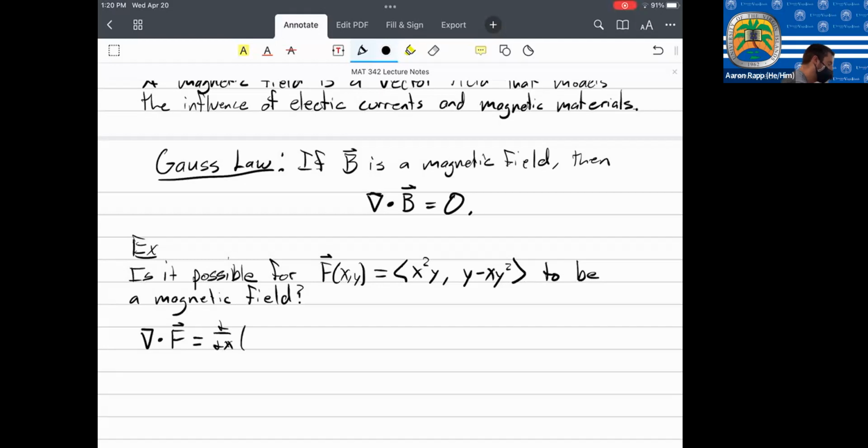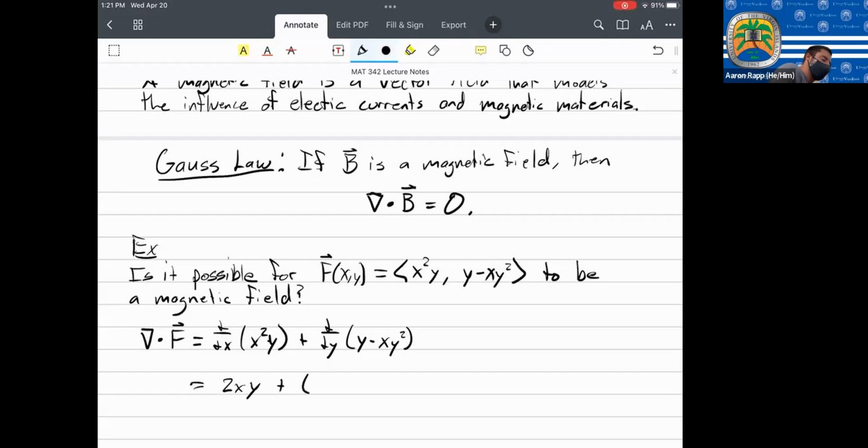So I take the partial with respect to x of the first component, x squared y, and I add it to the partial of the second component with respect to y, which is y minus x times y squared. With all this written out, what is the partial with respect to x of x squared times y? 2xy.